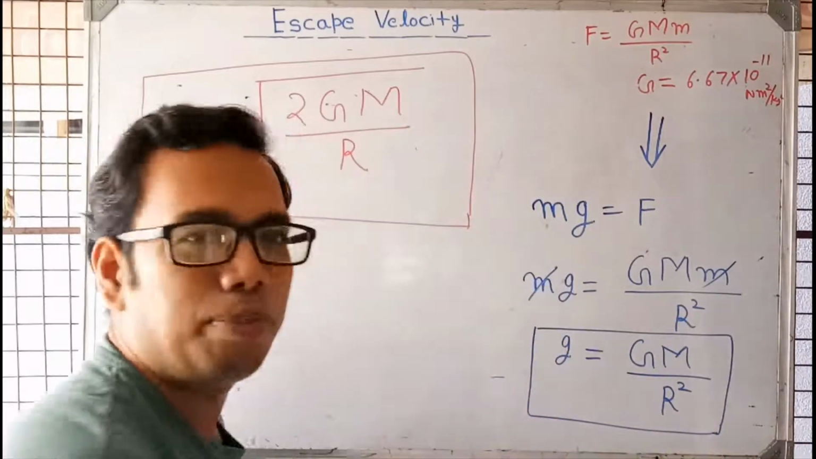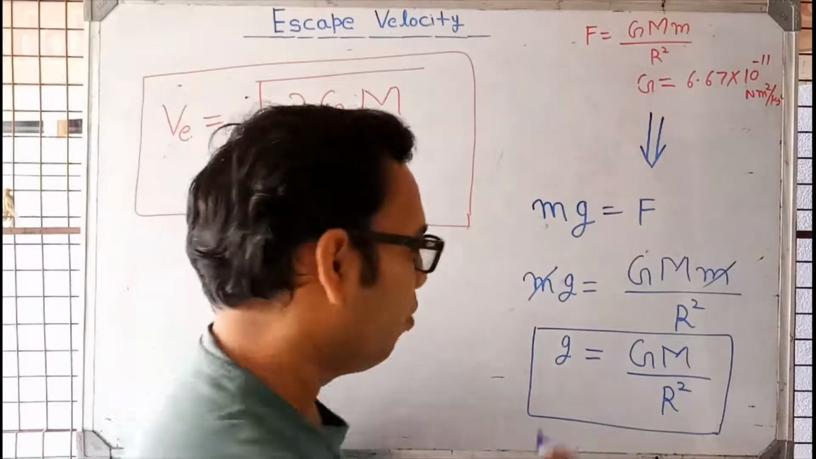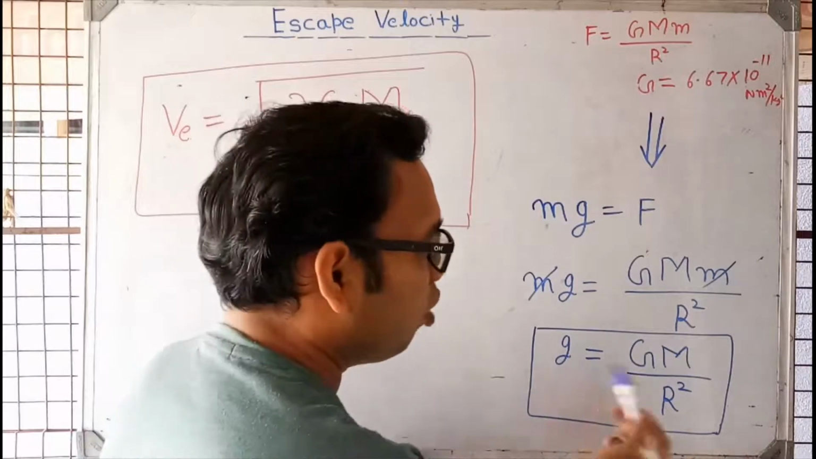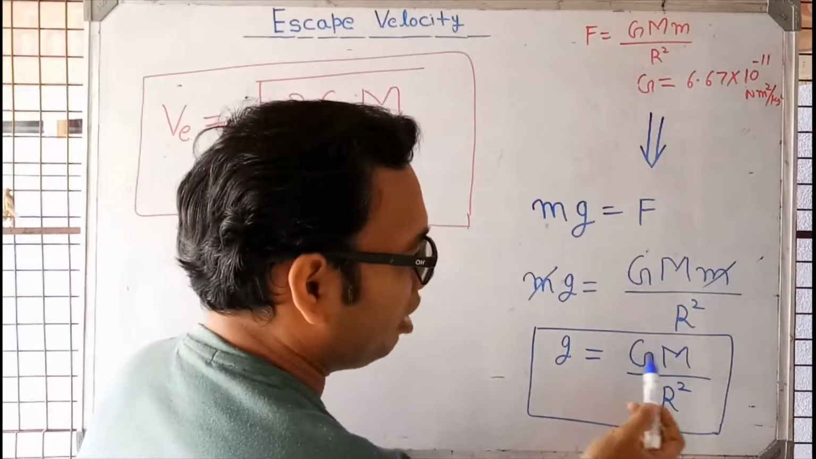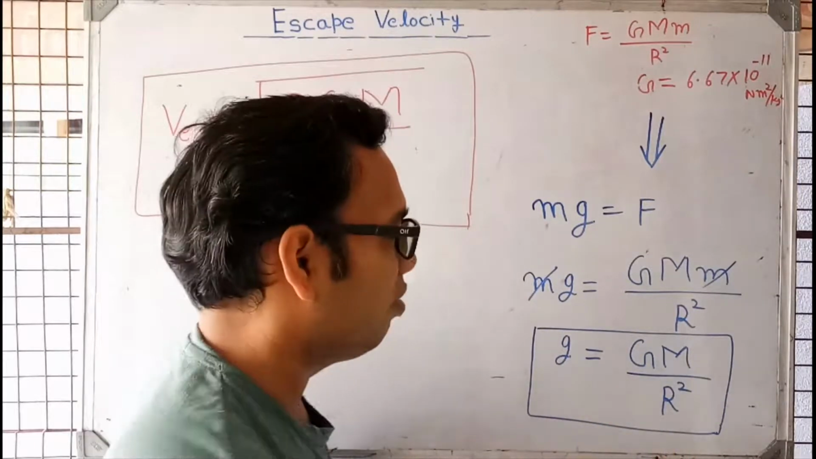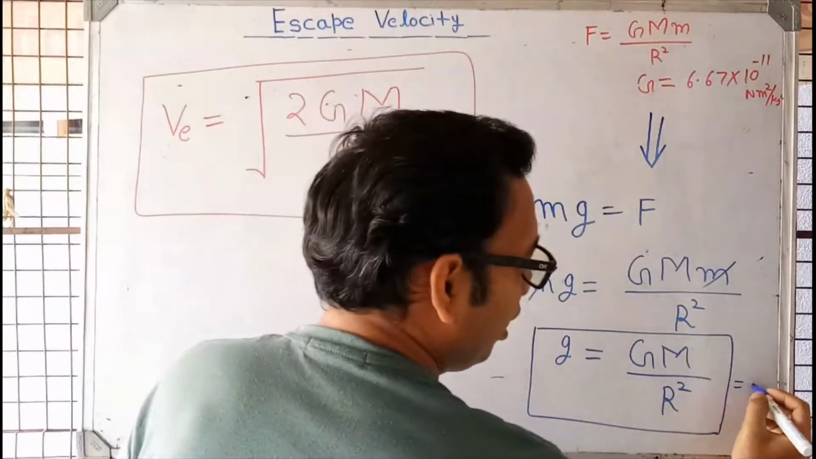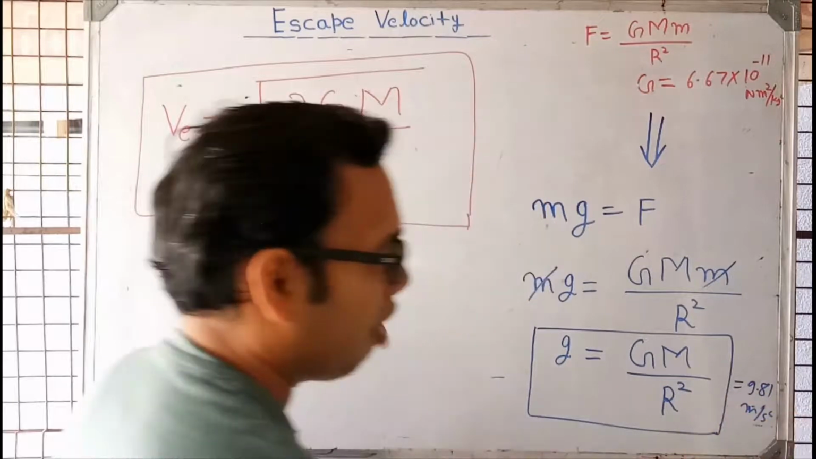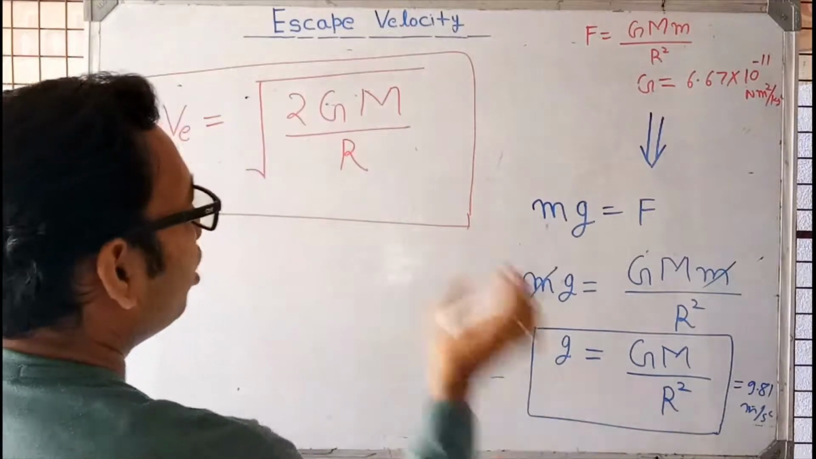What is the value of the Earth's gravitational acceleration? In my previous video on the simple pendulum experiment, we calculated the value of g. Now here also we can calculate the value of g. We know the constant capital G, the mass of the Earth and the radius of the Earth. From that we can calculate the value of g, which is equal to 9.81 meter per second square after calculating.